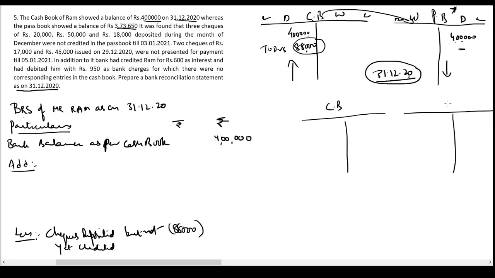Cash book, passbook, deposit, withdrawal and deposit. I'll put a star mark to the passbook. 4 lakh. I just put a star mark here to remind myself that this has to be made equal to this. Okay.